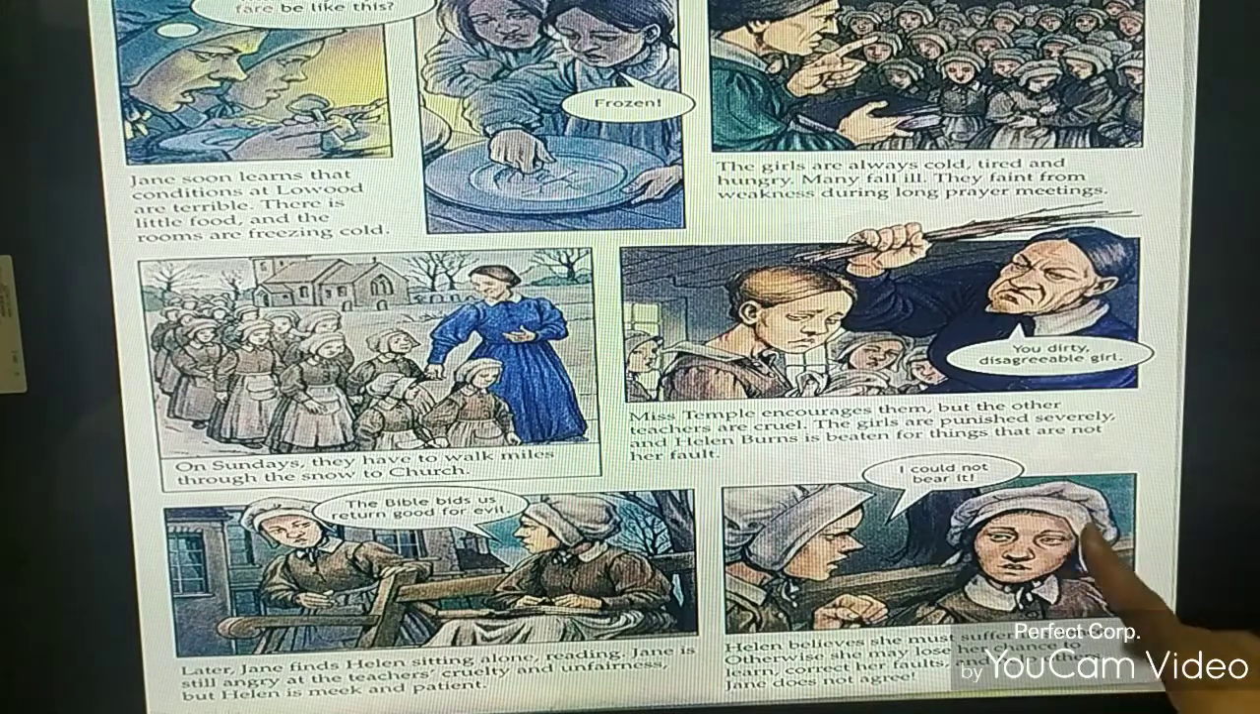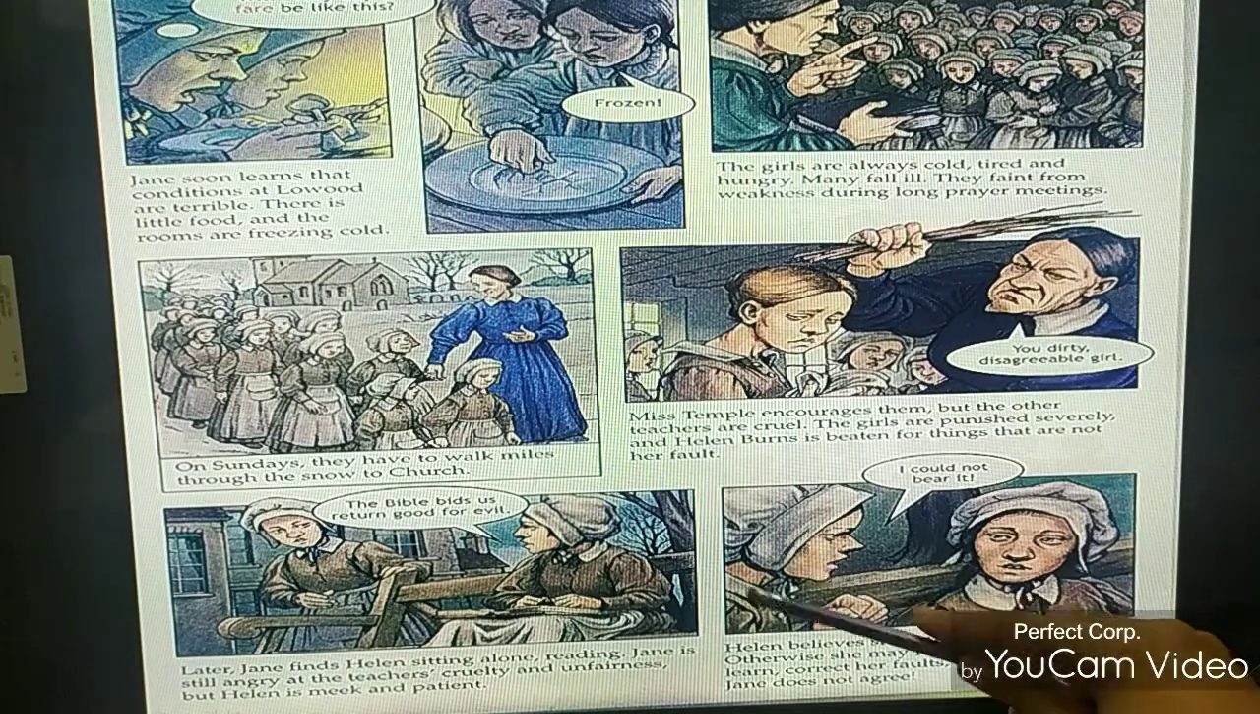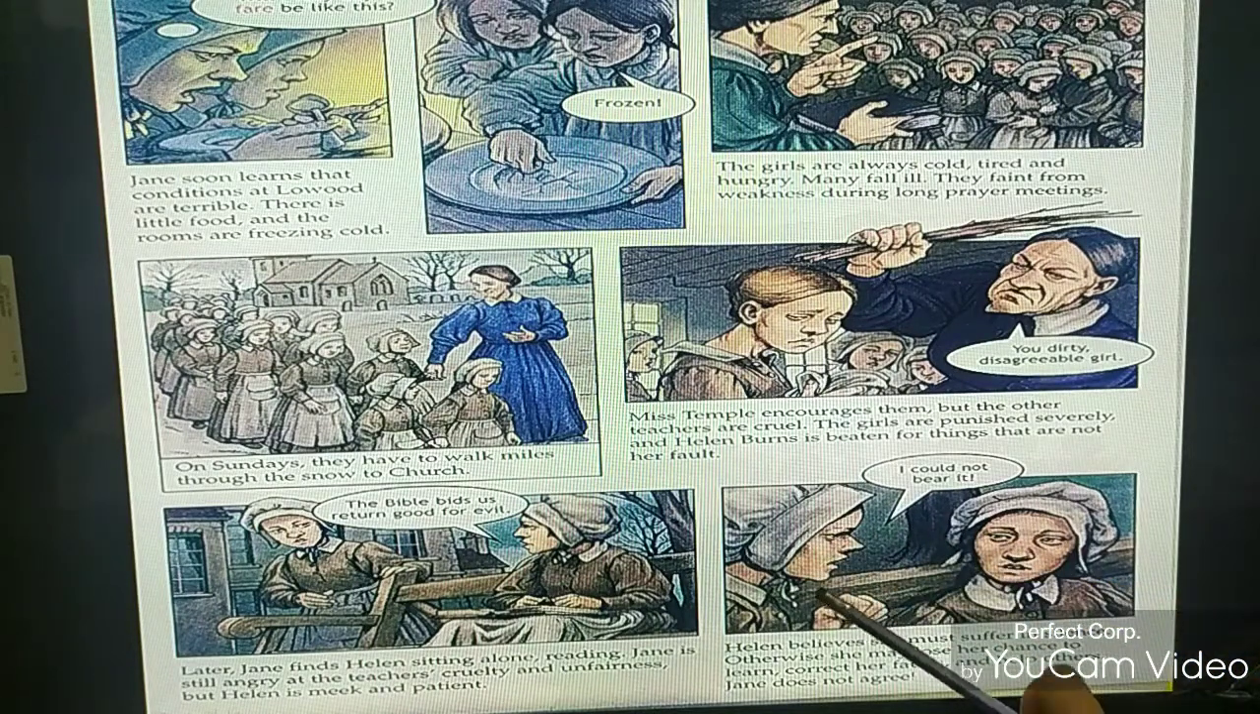And now the last scene here, at the end of this page, is the scene where Jane shows her anger. I could not bear it. And she tries to oppose all this, but her friend denies. And she agreed to suffer. Who? Helen Burns. She agreed to suffer all this torture silently, because she does not want to lose the chance, the opportunity to study.